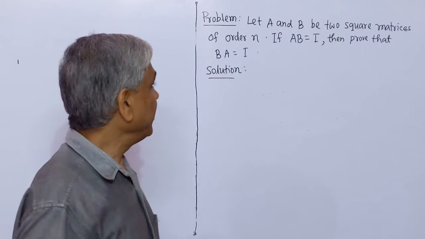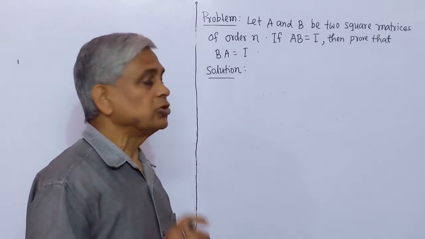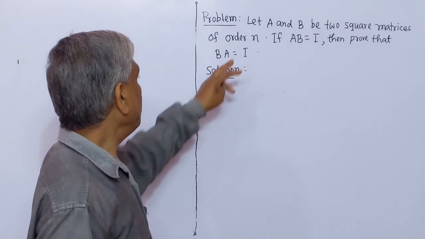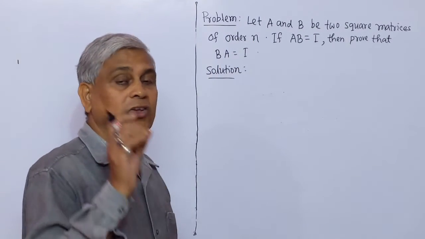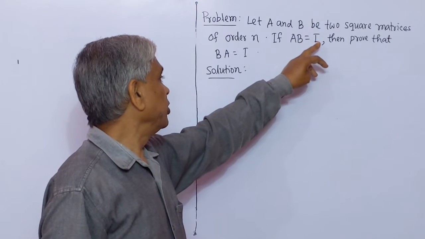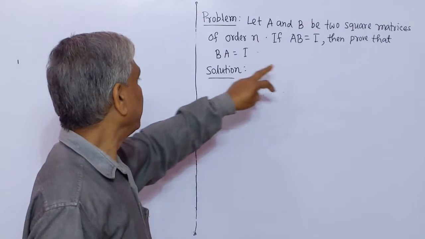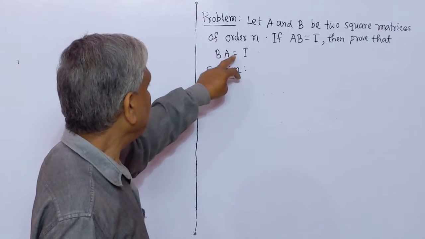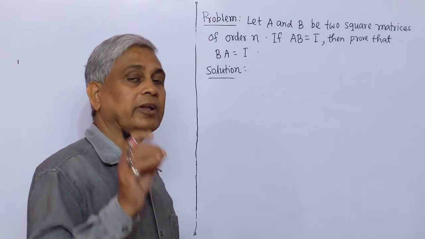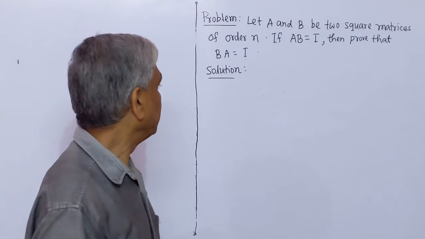Now we solve the next problem. Next problem is let A and B be two square matrices of order n, if A multiply B equal to unit matrix, that is identity matrix, then prove that B multiply A is unit matrix, that is identity matrix. Now we solve this. Solution.